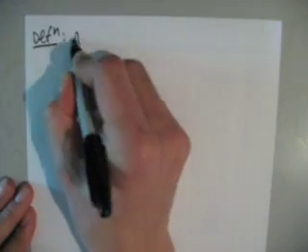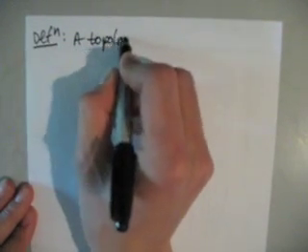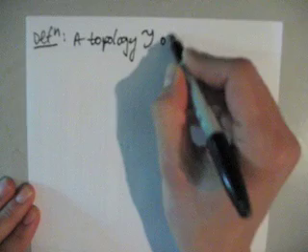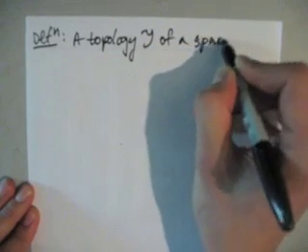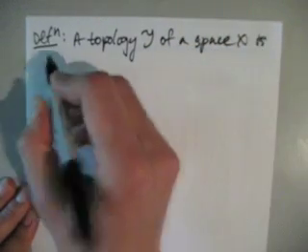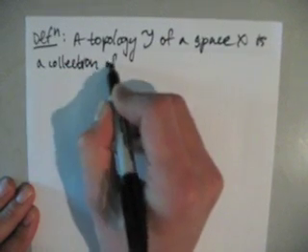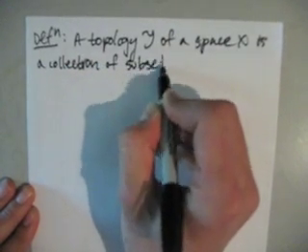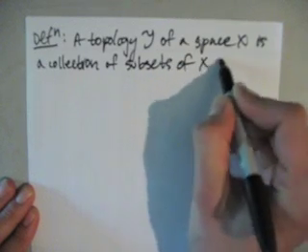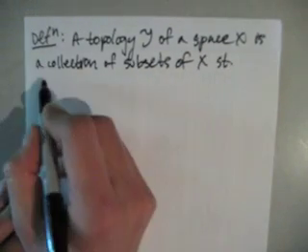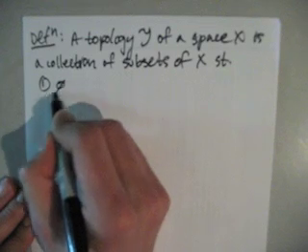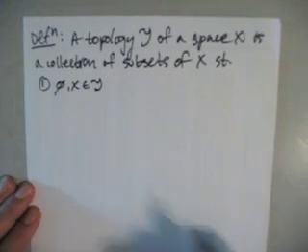Here we go. Alright, let's begin with the definition of a topology. A topology, T, of a space X is a collection of subsets of X such that the following three conditions hold. 1. The empty set and the full set are in T.